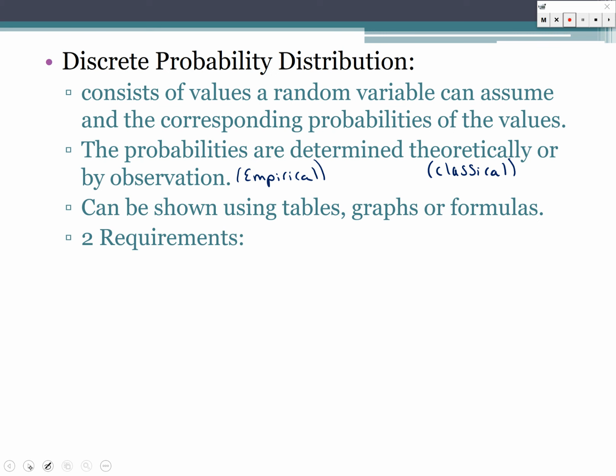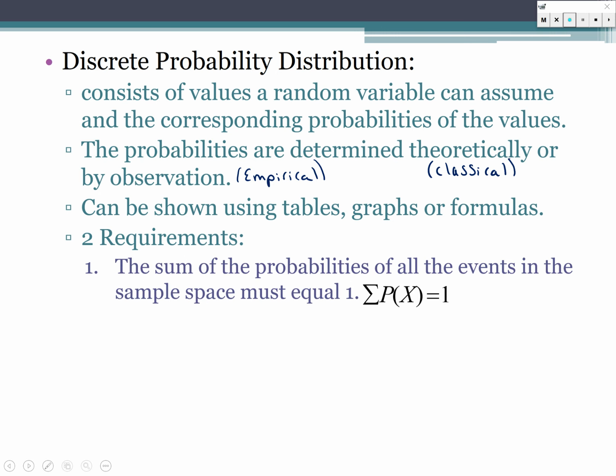There are two requirements for a discrete probability distribution. First of all, the sum of the probabilities of all the events in the sample space must equal 1. A little recall of the symbols we have here: our capital sigma tells us we need the sum, and the capital P with the X in parentheses is the probability that our event happens. So if I add together all the different probabilities for the events in my sample space, they should total 1.